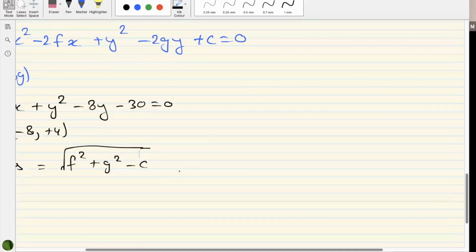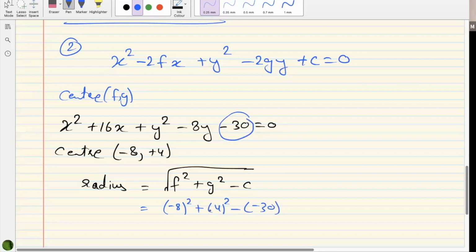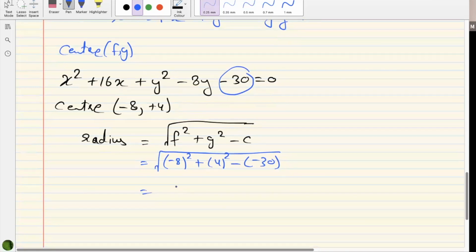Okay, now what actually is c? C is all the constant numbers which you have on the left hand side of the equation. So if I have to plug in the values, f is -8 whole squared, g is 4 whole squared, minus this right here, which is c. Whatever the numbers are on the left hand side of the equation, that is your c. So 8 squared is 64 plus 16 plus 30, 64 plus 16 is 80, plus 30 is 110. So square root 110 is your radius.